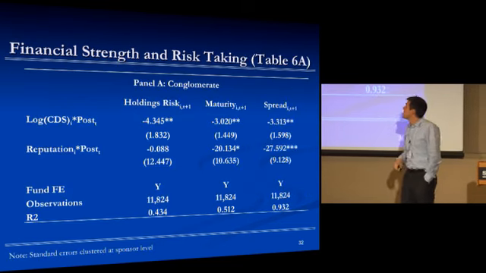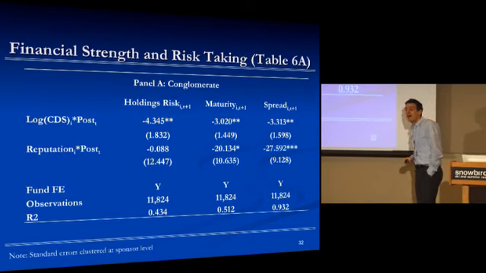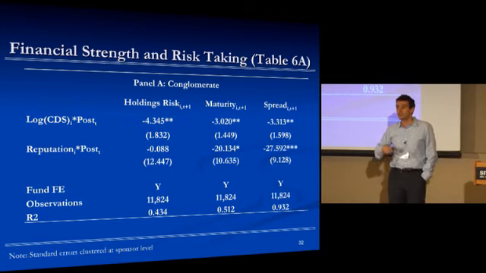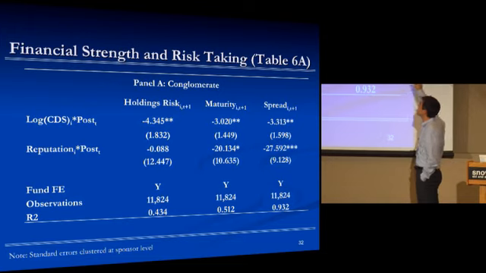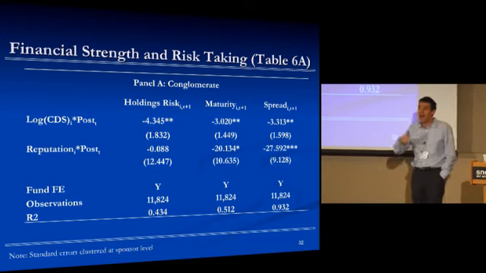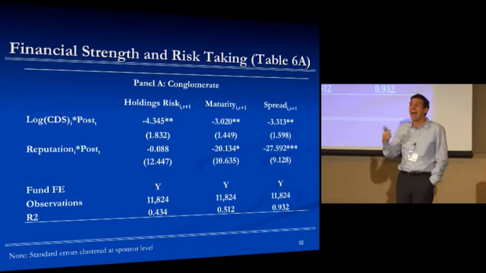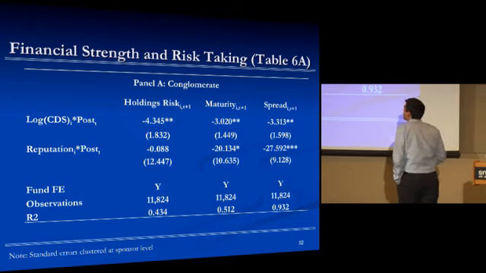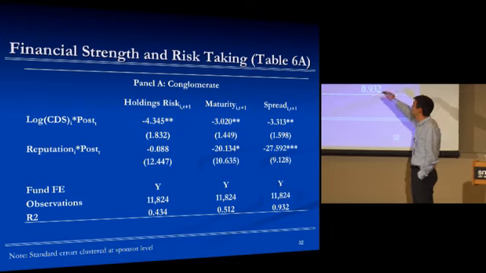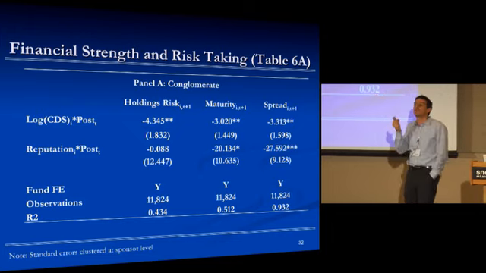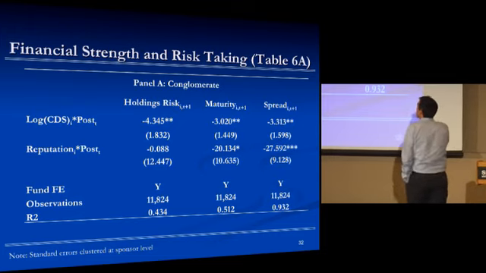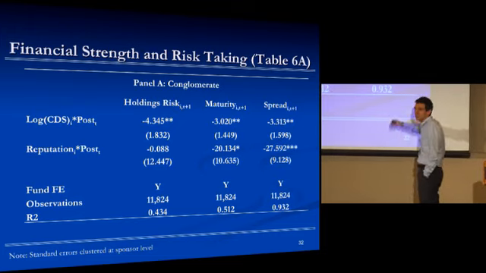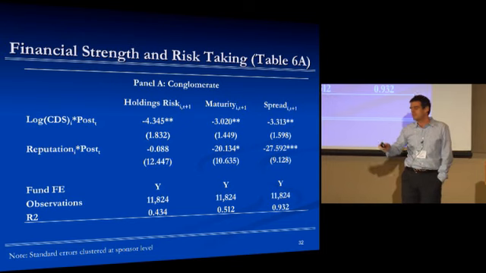So these are the results for the conglomerates. What you do find is that if the CDS is higher, so financial strength is lower, these conglomerates indeed take on less risk, both in terms of holding risk, maturity risks, and spread. So higher financial strength means higher risk-taking. The reputation variables for this subsample work, but they don't work quite as well as for the full sample, which we think makes sense because the reputation variable is just calculated based on the mutual fund universe. So you're going to, in some sense, ignore the other business segments.